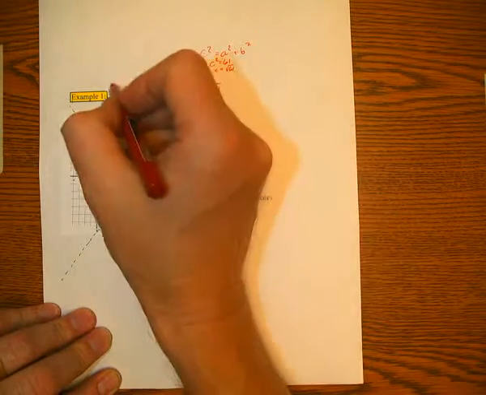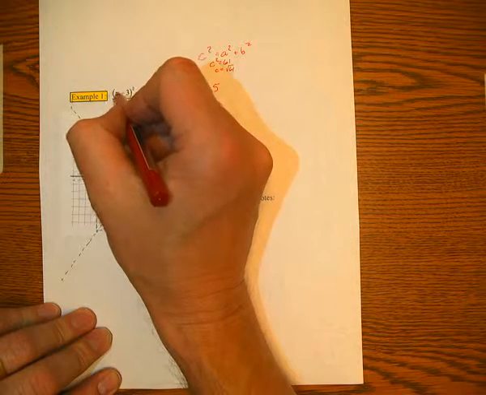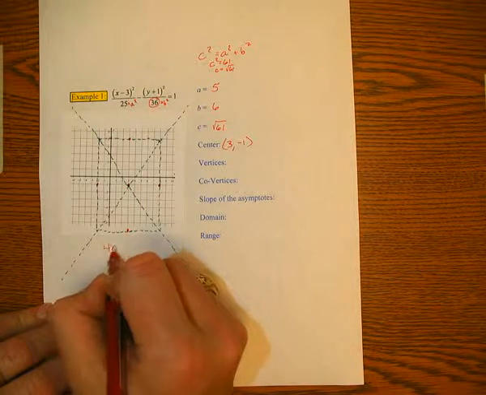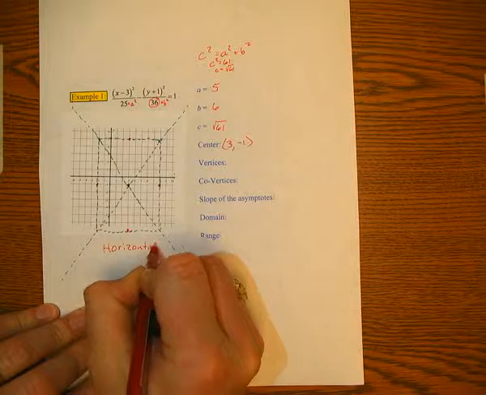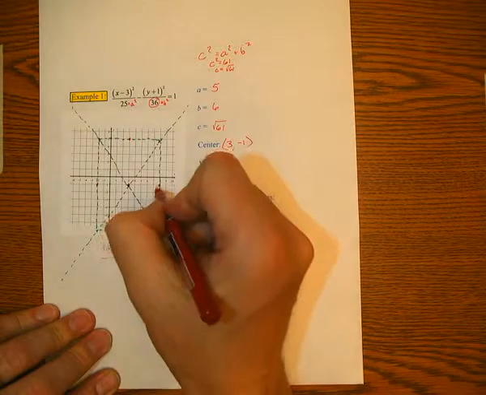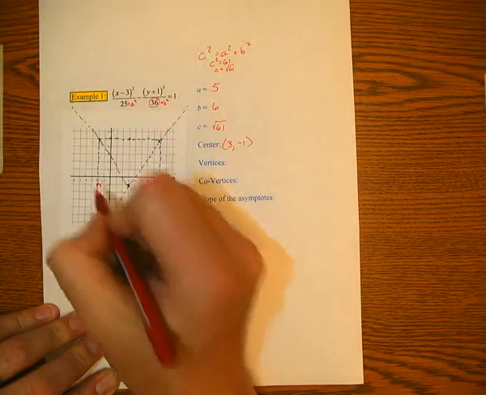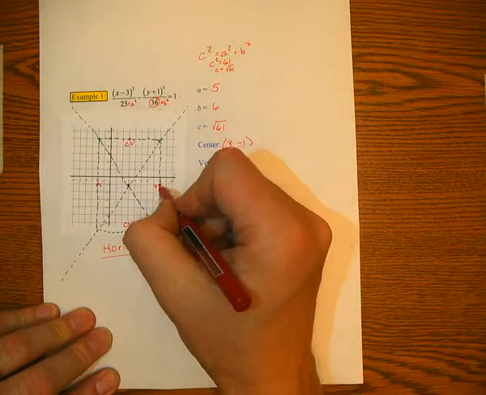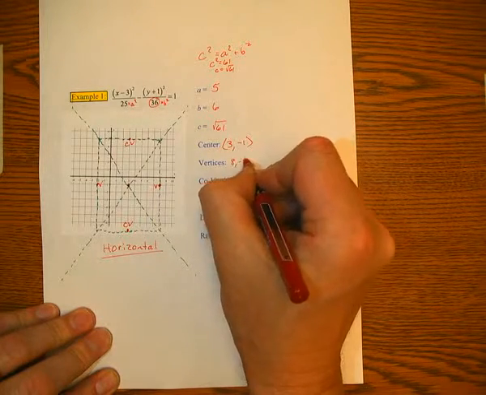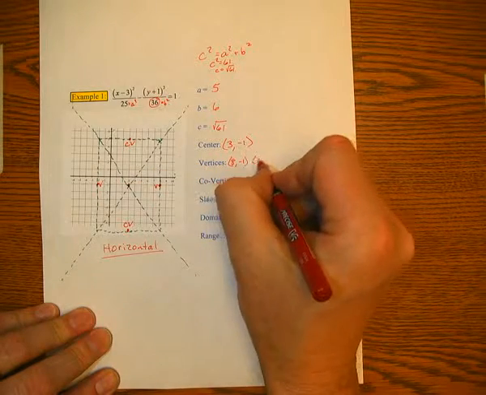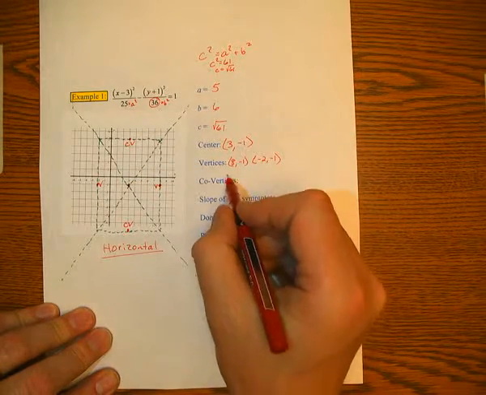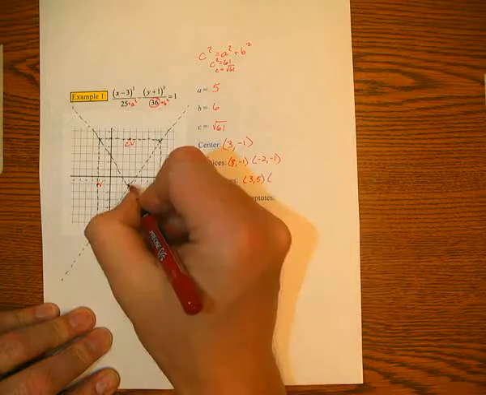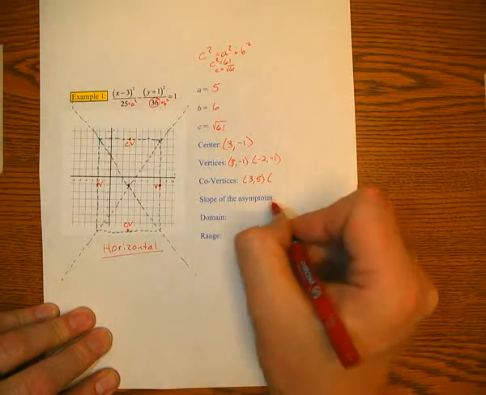All right, so now the vertices. Well, since the x's are first in our equation, that means the orientation here is going to be a horizontal orientation. Horizontal orientation means these are your vertices and these are the co-vertices. So we have 8, -1, and -2, -1. Co-vertices 3, 5, and 3, -7.